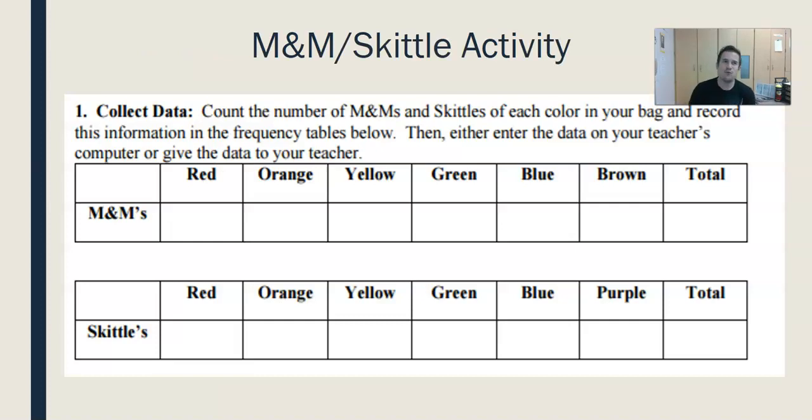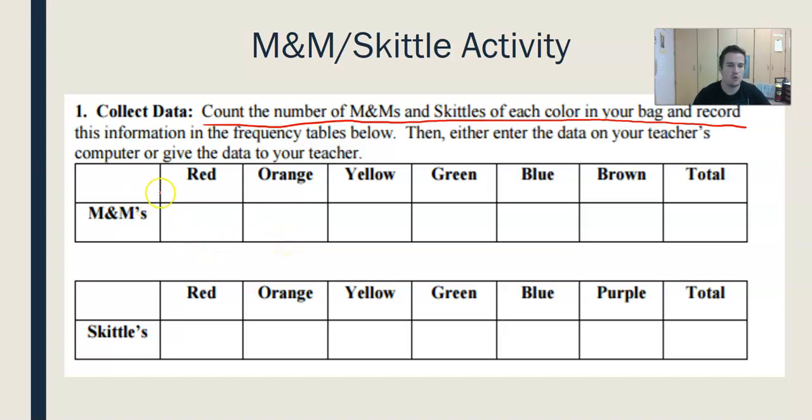Okay, so if we were in person, we'd be doing this activity. So I'm going to do the activity by myself and have you follow along. If we were all here, I would give each of you in groups a bag of M&Ms and a bag of Skittles. And this is what we would do. We'd collect data. I want you to count the number of M&Ms and Skittles of each color in your bag and record that information in the frequency table below. Then either enter the data on your teacher's computer or give the data to your teacher. We're going to do all that.